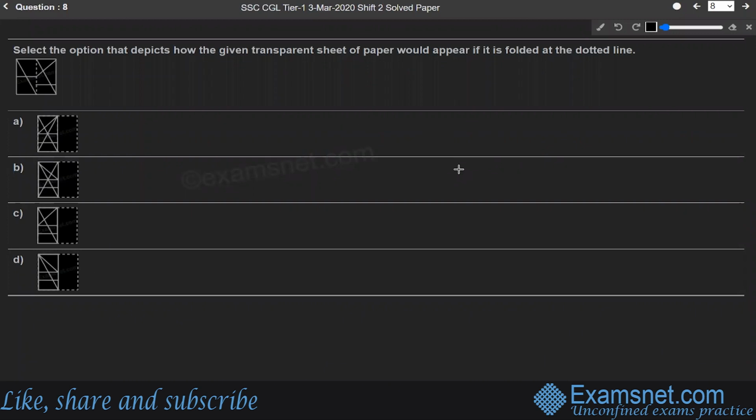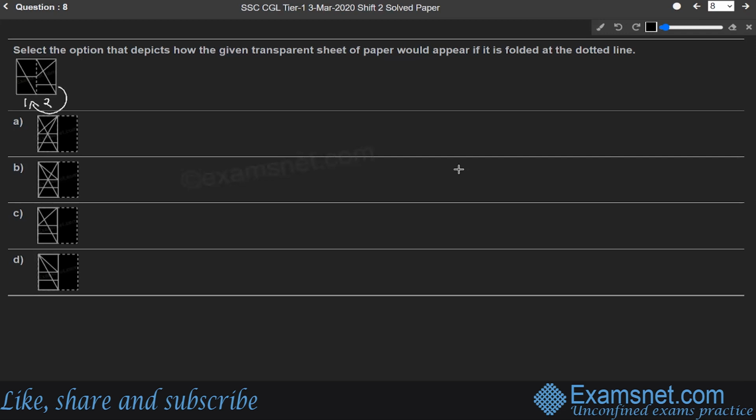Next question is: select the option that depicts how the given transparent sheet of paper would appear if it is folded at the dotted lines. So you can see that a transparent sheet of paper is given that is divided into two equal parts by this dotted line. So the first part is here and the second part is here. If this transparent sheet of paper is folded at the dotted lines, then we have to identify how this paper will look.